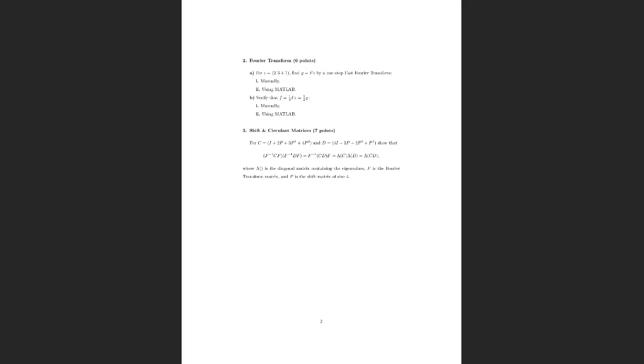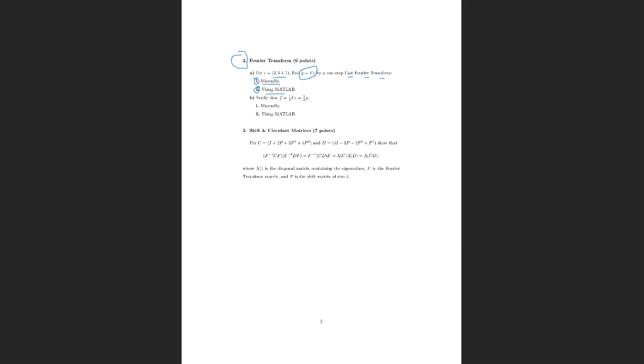Now, the second problem is about Fourier transforms. In the first sub-question, I'm giving you this coefficient vector c = (2, 3, 4, 1), and I would like you to find y that equals the Fourier matrix F times c by a one-step fast Fourier transform. First of all, you do it manually. Then you do it using MATLAB.